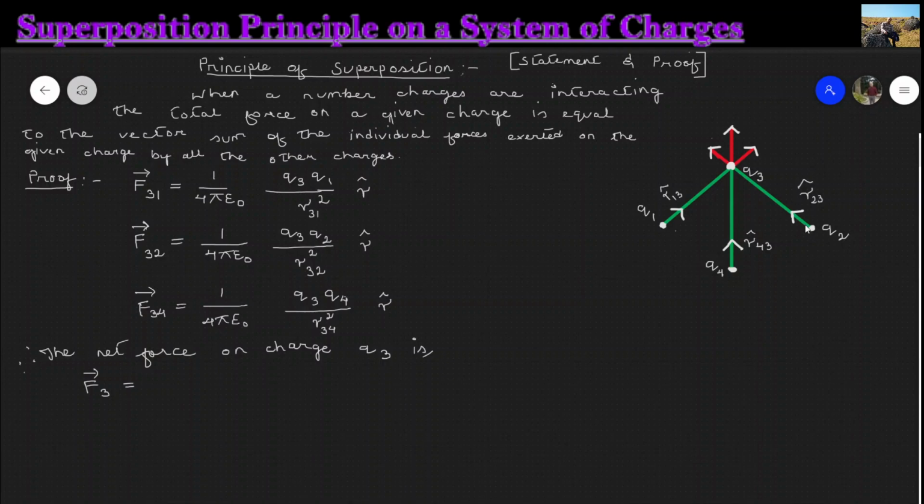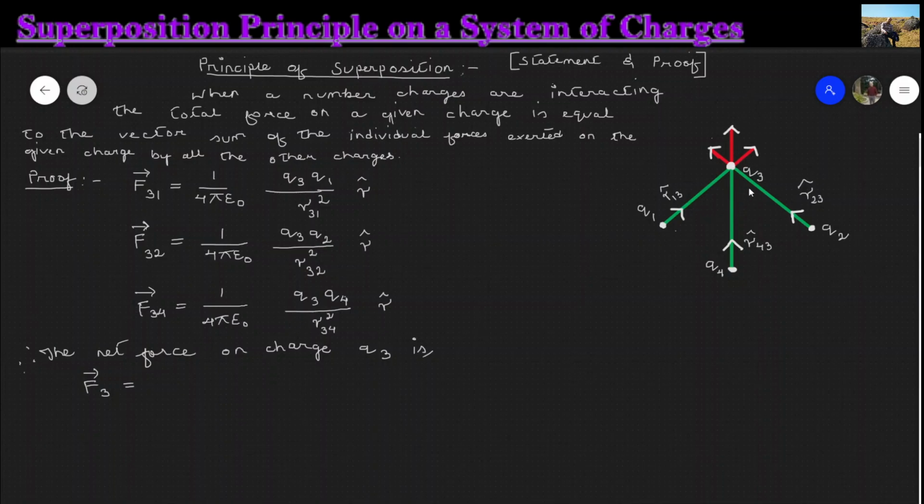Now, all these arrows which I have drawn here represent forces. If you look at Q1 and Q3, this is the line joining Q1 and Q3. This red arrow mark indicates the direction of the Coulomb's force.